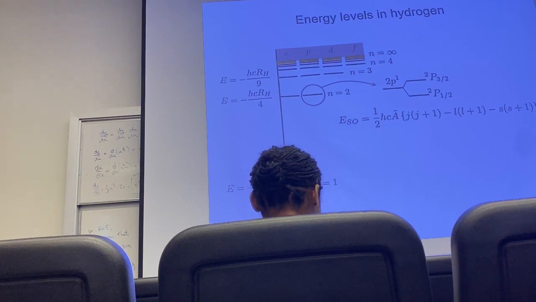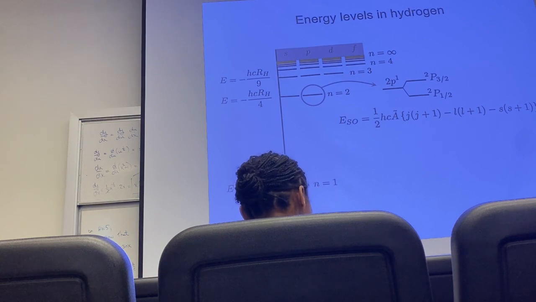There's two values for J because you can make two combinations of L and S. L is 1, S is 1/2. But I can make two combinations. In this case, I have one value for L, which is 1, one value for S, which is 1/2, and I can either add or subtract. These two values for J come out. And J can therefore be 3/2 or 1/2. That's it. So that's what the subscript means.